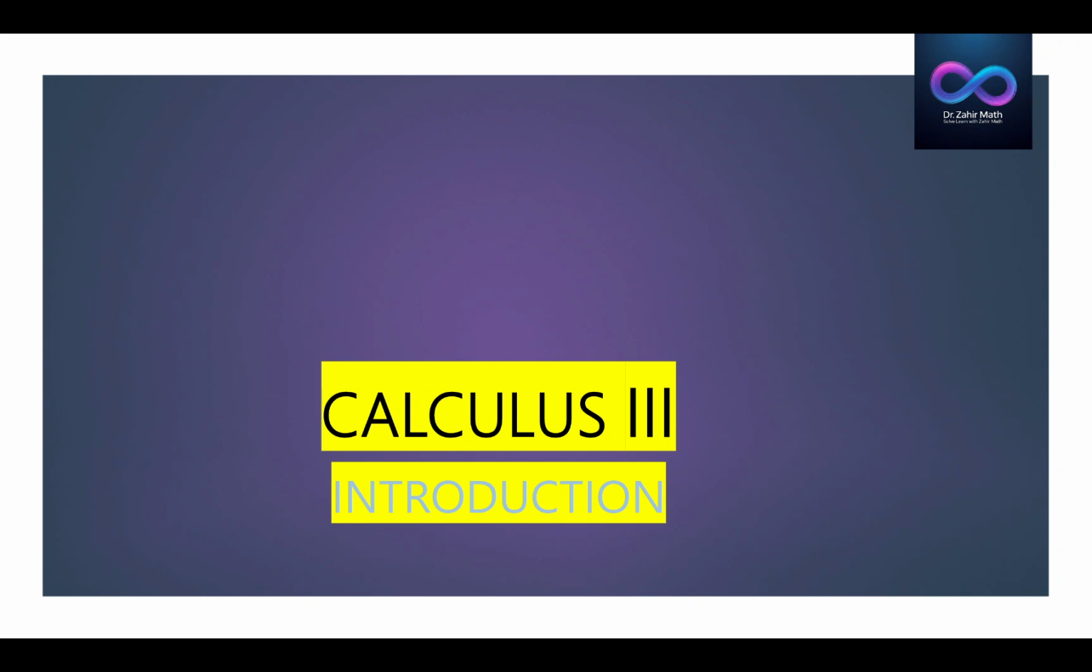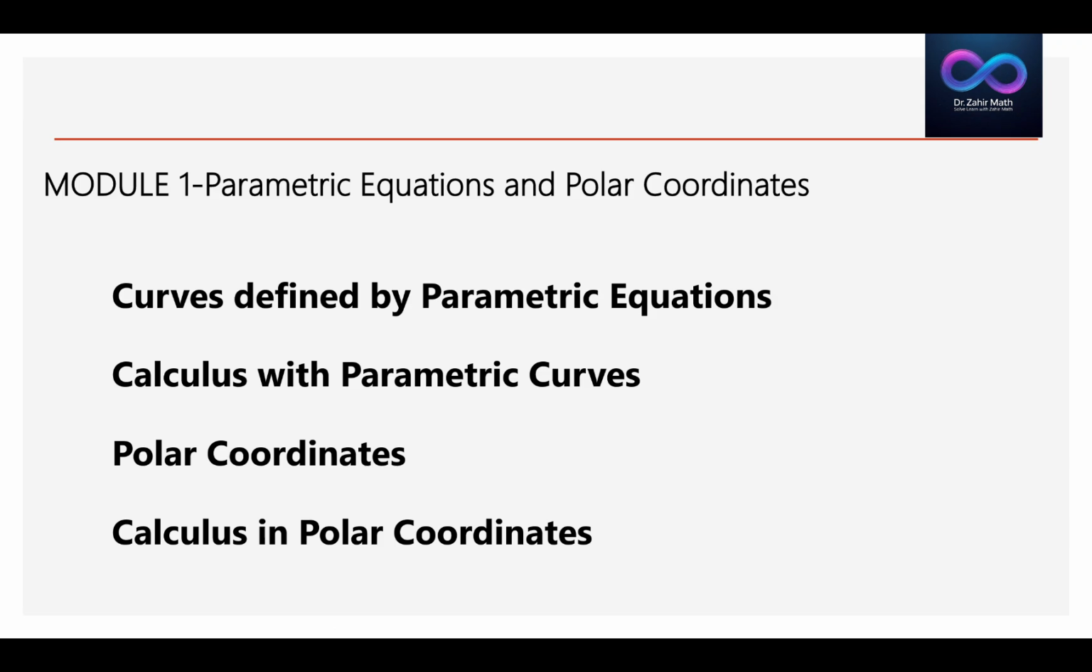Calculus 3 Introduction. We have 4 modules. The first module is Parametric Equations and Polar Coordinates. The chapters which we are going to study under this module are Curves defined by parametric equations, Calculus with parametric curves, Polar coordinates, and Calculus in polar coordinates.